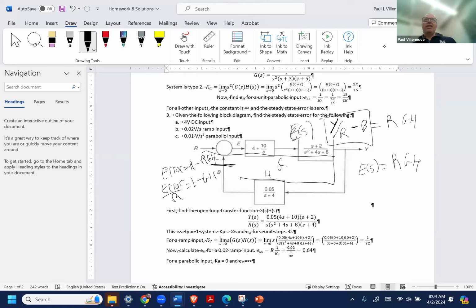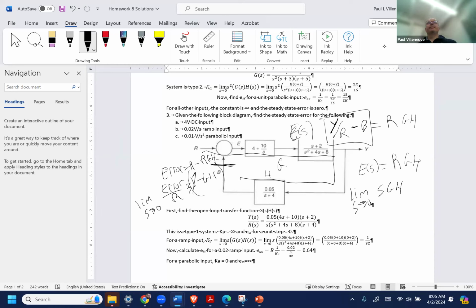But I'm looking for steady state error. So I take the limit as S approaches 0 of both sides. S times this whole thing, the 1 times S goes away. So all you're left with is the limit as S approaches 0 of S times GH. That's why the 1, you don't need to worry about it.